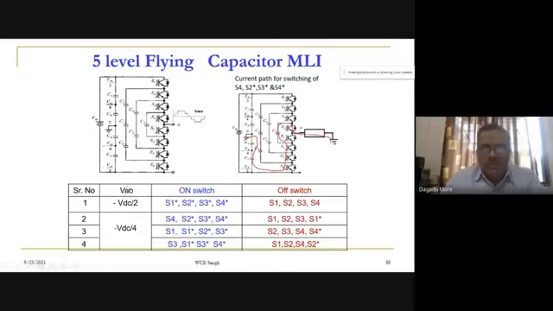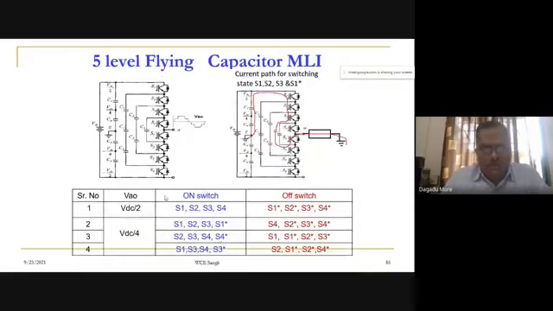For a particular VAO level, multiple switching combinations are possible. That is one of the peculiar characteristics of the 5 level flying capacitor multi-level inverter. If you see here, in the case of the 5 level flying capacitor multi-level inverter, for plus VDC by 2 and minus VDC by 2, that VAO level, we don't have a redundancy of switching of the devices.